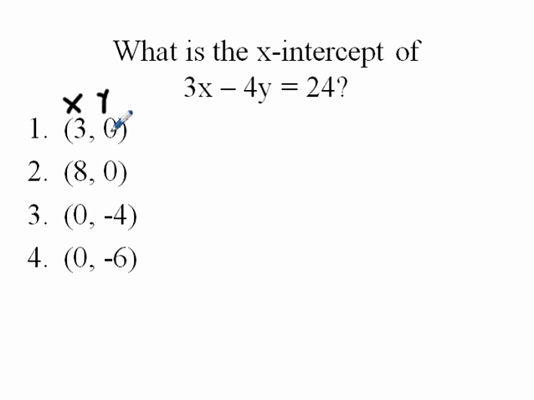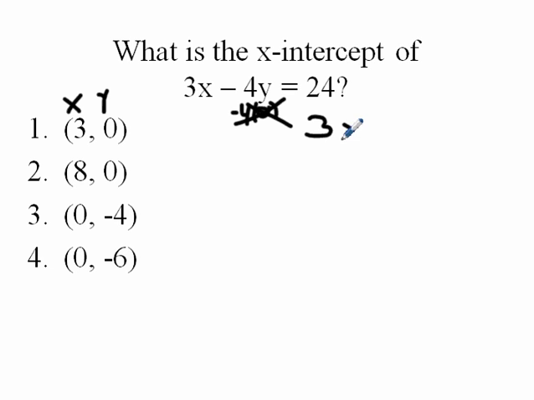Okay, so when I'm plugging these in, I'm going to say if this is my value for x, 3, then this would be my value for y, 0. Now, I like starting with whatever value is 0, because if I'm multiplying by 0, it's 0, and that makes my life easy. So I'm going to plug in y as 0. If I multiply that by negative 4, that just makes it 0, so I don't have to deal with this. That leaves me with 3x equals 24.